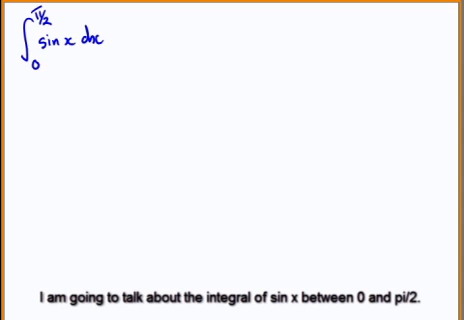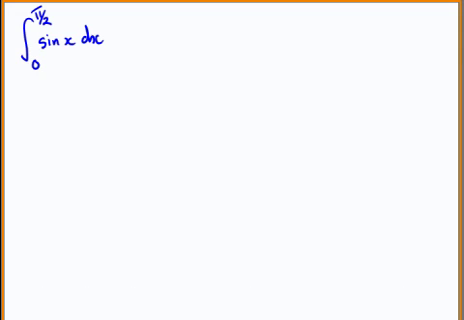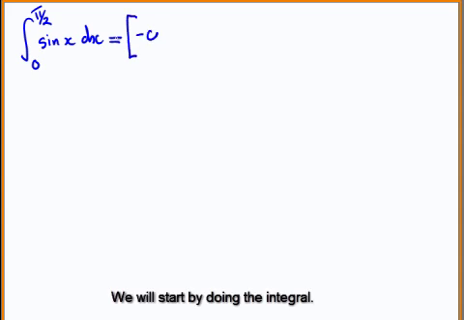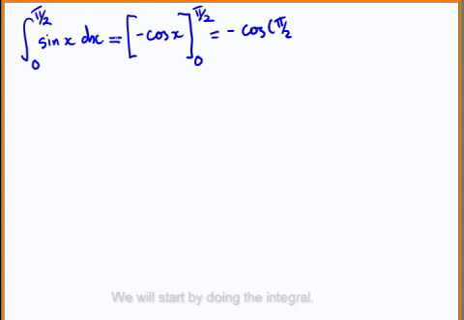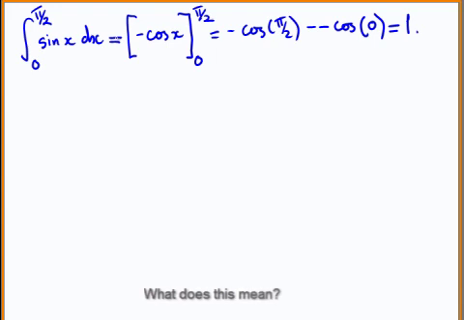I want to talk about the integral of sine x with respect to x between 0 and pi over 2. Let's first do the integral. Well, the integral of sine x is minus cos x, and putting in the limits 0 to pi over 2, we get minus cos of pi over 2, minus cos of 0. Cos of pi over 2 is 0, cos of 0 is 1, so the result is just 1.